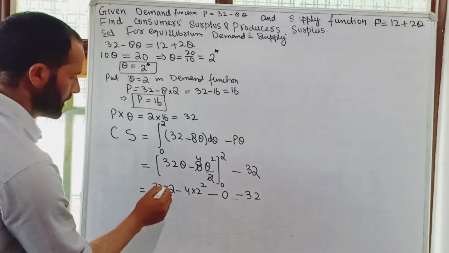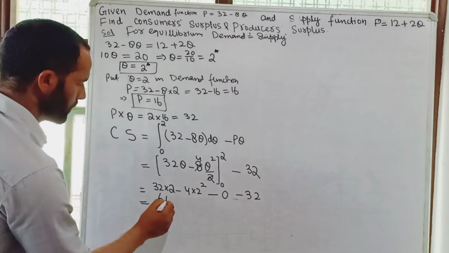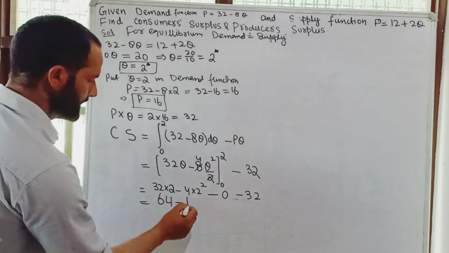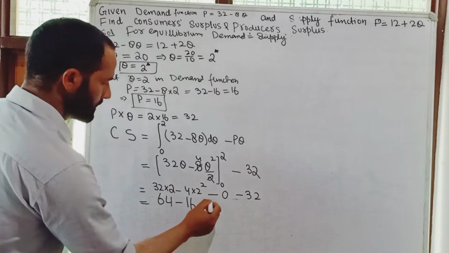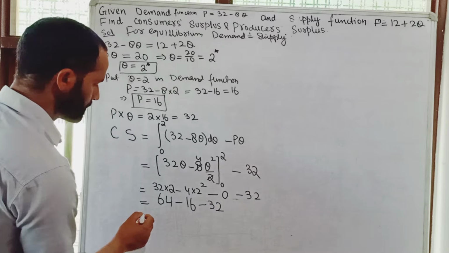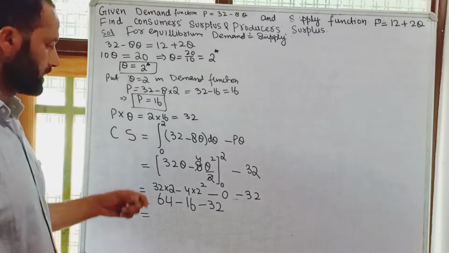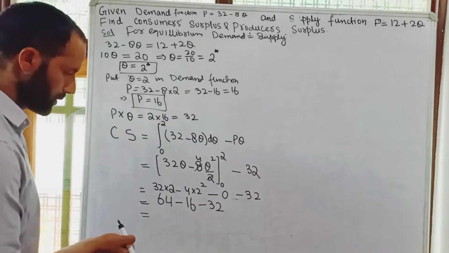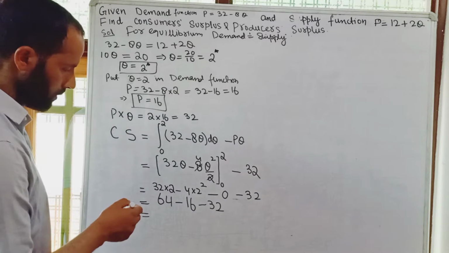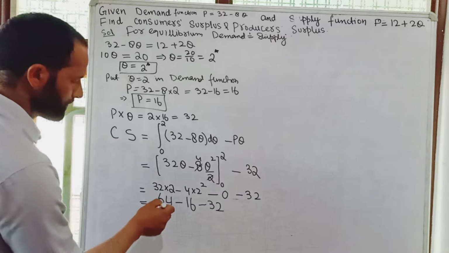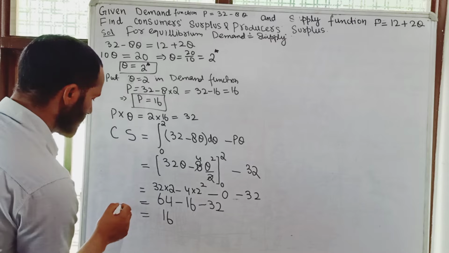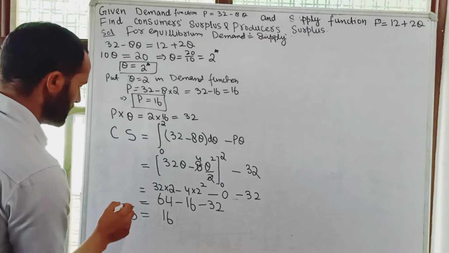Now this will become 32 times 2 is 64 minus, 2 twos are 4, 4 fours are 16, minus 32. Now subtracting this, 64 minus 32 is 32. Now this is 32 minus 16, that is 16. Therefore the consumer surplus is 16 here.